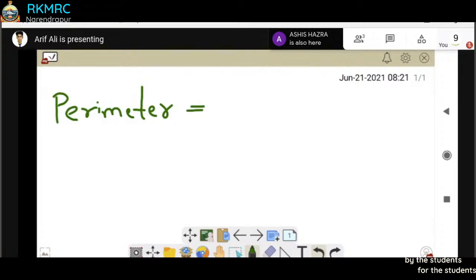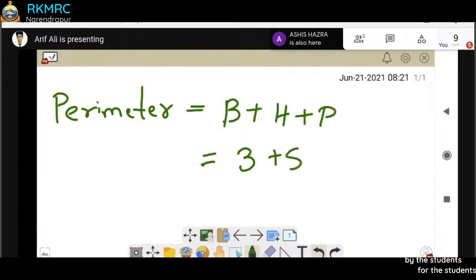So first base plus hypotenuse plus perpendicular. Base was 3, hypotenuse we calculated just now, 5, and your perpendicular 4. So this is your 12. So we know all the things. Let us check again.